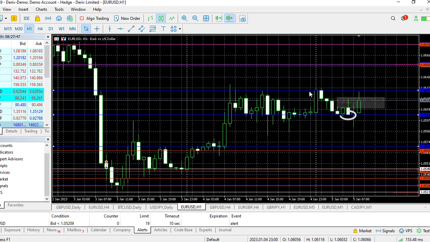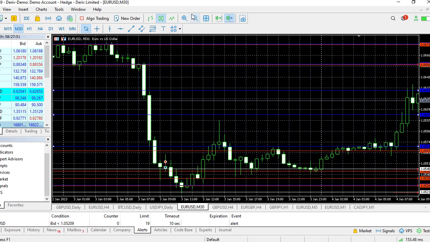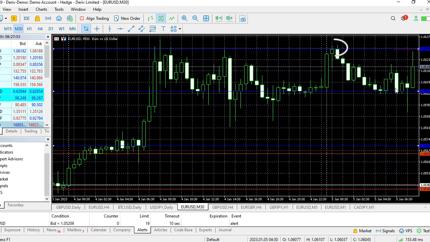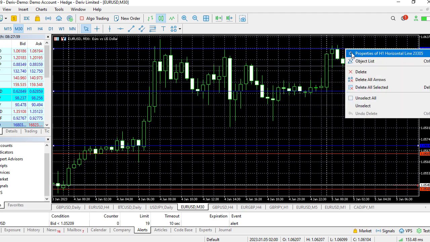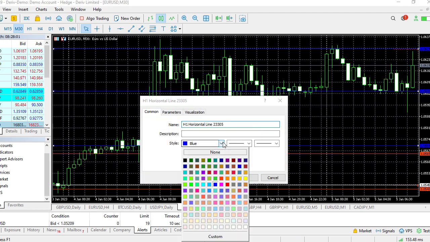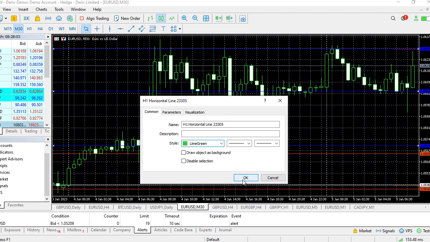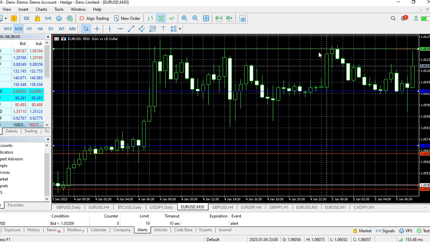So I can just immediately check, okay, on 30 minutes, is that turning point also on 30 minutes? Voila, it's on 30 minutes also. So since it's on 30 minutes also, I changed it to green. So immediately I know that this level is a level of 1 hour and 30 minutes colliding.